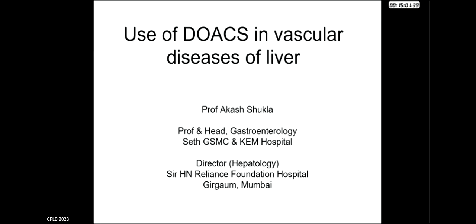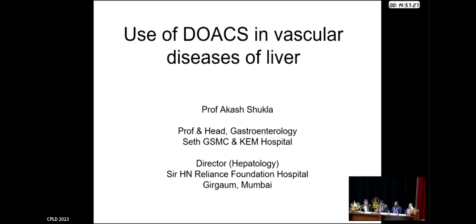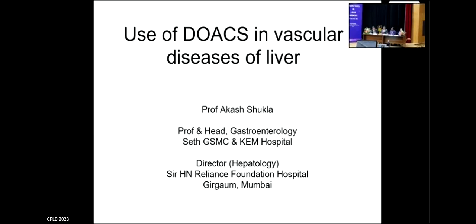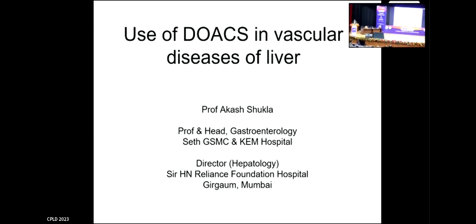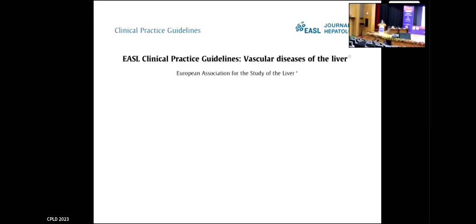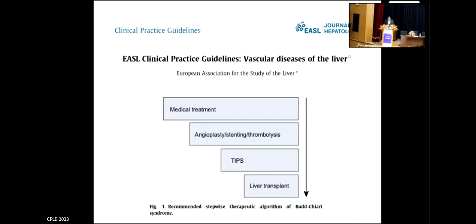We'll be covering use of DOACs in vascular disease of liver, and we'll discuss mainly Budd-Chiari syndrome, portal vein thrombosis and non-cirrhotic portal fibrosis. So we'll start with Budd-Chiari syndrome. Traditionally, we had the stepwise therapy for Budd-Chiari syndrome, where the first step was medical treatment, which was anticoagulation.